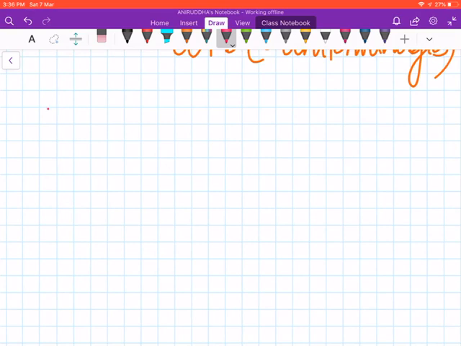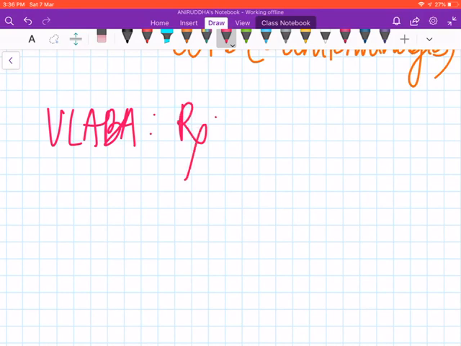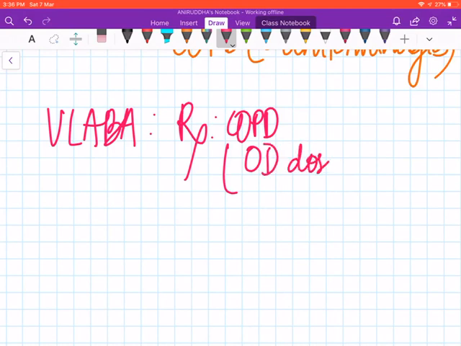The VLABAs, well, they are used only for the treatment of COPD, and they are given by OD dosing.